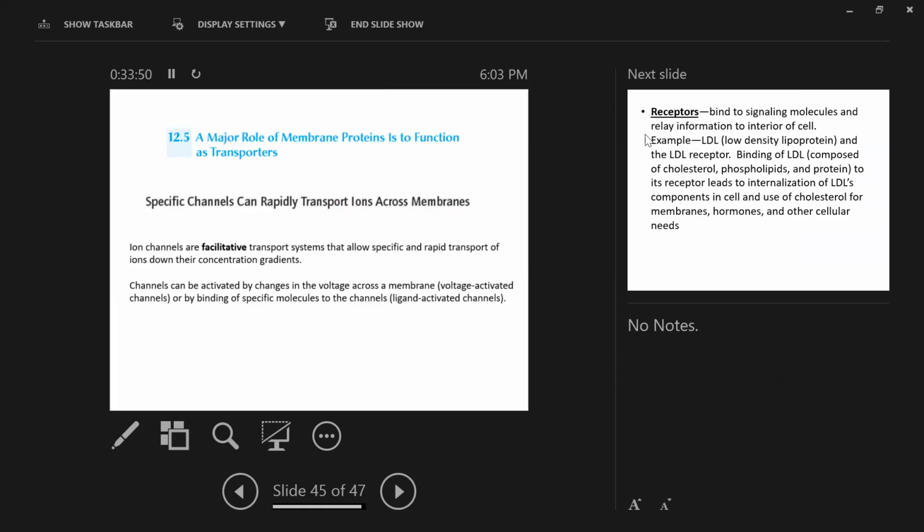And so here they're talking about channels. For some ions, they always go by facilitated diffusion. They always go from high to low. Like there are channels for calcium for muscle contraction. They always go from high to low, but they can be regulated.